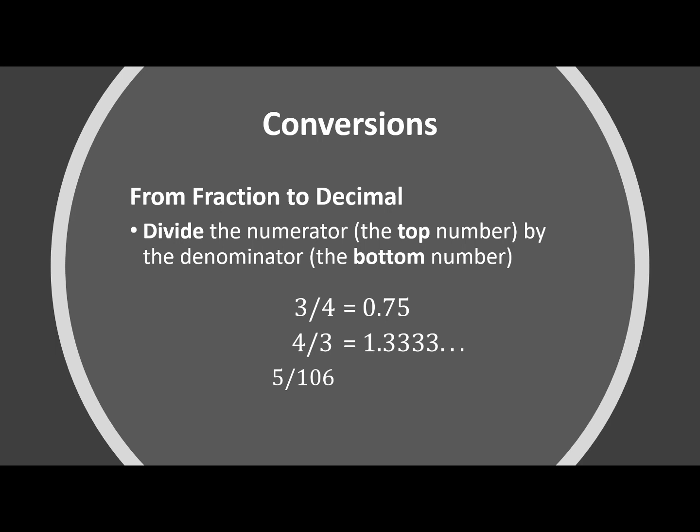And for the fraction 5 divided by 106, using a calculator, the decimal equivalent is something close to 0.04716. Sometimes the decimals are terminating, like in the first example. Sometimes they repeat, but in a pattern, and sometimes there is no pattern. Most of the time in statistics, we will round the decimal to a certain number of decimal places.